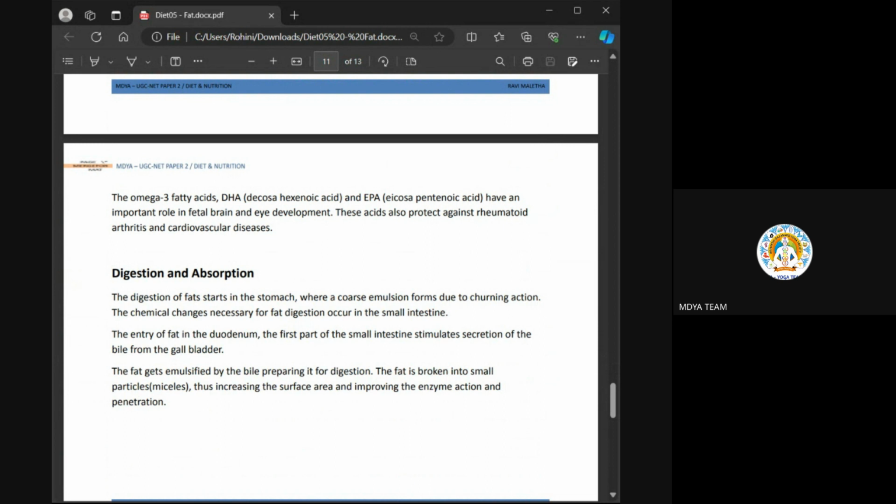So that fat gets emulsified by the bile, preparing it for the digestion. Then the fat is broken into small particles. They become like missiles. You have seen some oil droplets in the water, those become like missiles, and thus increase the surface area and improve the enzyme action and penetration, basically. So the secretion of the liver, called the bile, also helps in the digestion by breaking fat into these small droplets, and then these droplets are dispersed in the liquid digestive juice so that they can easily be acted upon by the enzymes. They are chiefly digested in the small intestine, and then taken up by the intestinal cells to the blood circulation.